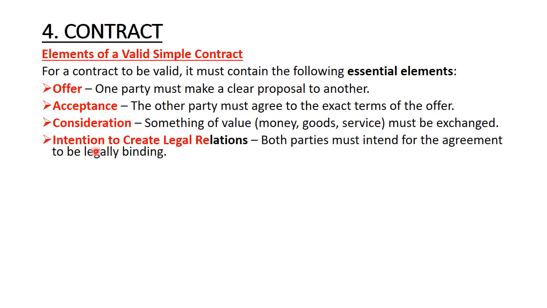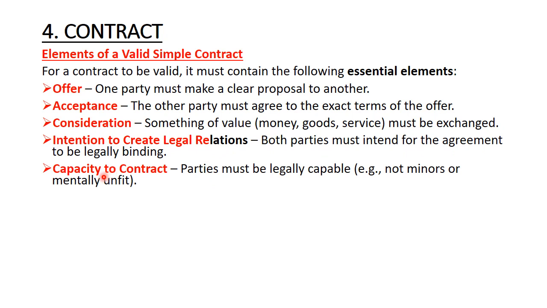Next, there should be intention to create legal relations. The two parties involved should intend that the agreement be enforceable by law. Both parties must intend for the agreement to be legally binding. That is, if one party says they don't want to fulfill their part, then they can be taken to court. Any contract should have this part, the intention to create legal relations.